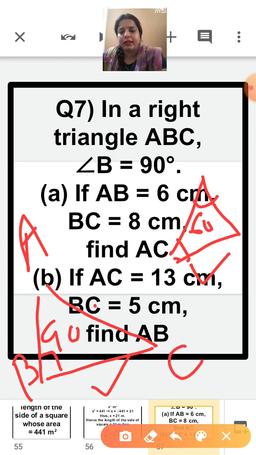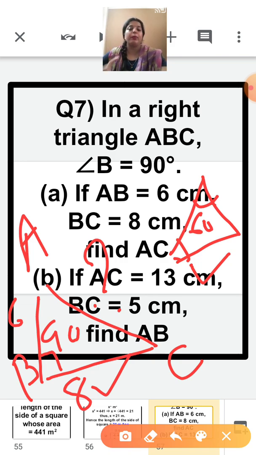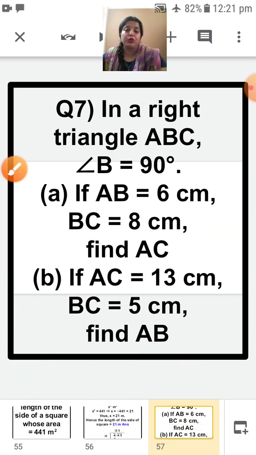So AB is 6 centimeter and BC is 8 centimeter, what is the value of this AC you need to find? Okay, children, now two sides are given to you and one side you need to find out. But the question is saying that this triangle is a right angle triangle. It means when two sides are joining together they are making 90 degrees. Okay, so in this type of question we can apply Pythagoras theorem.